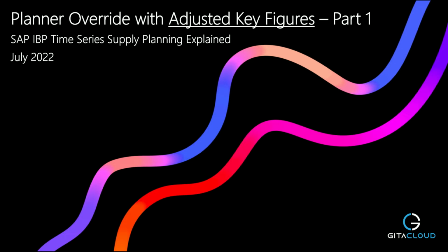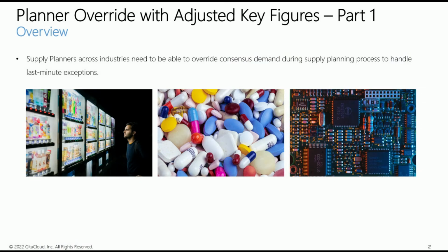This is part 1 of the adjusted key figures topic, to learn how planners can override plans generated by SAP IBP. Planners often need to override IBP-generated demand or supply plans.